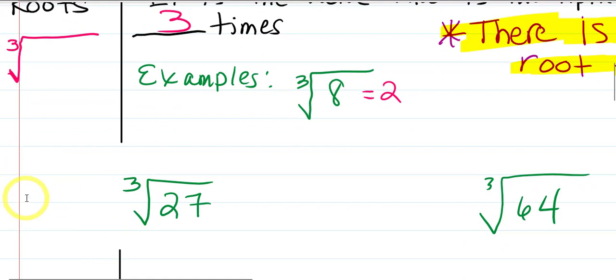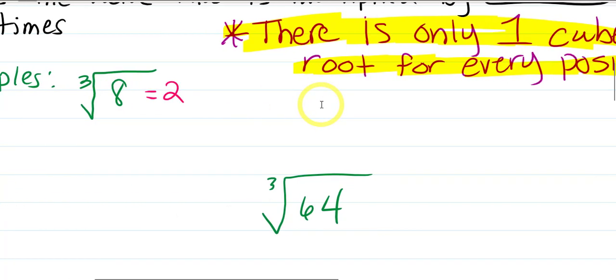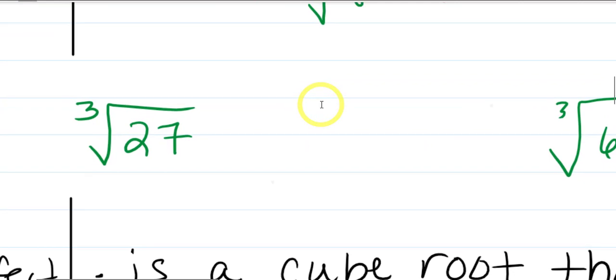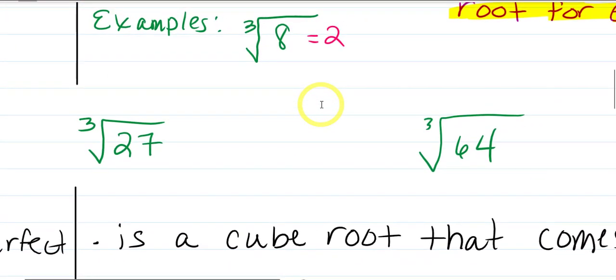Okay? In the square roots, when we use the exponent of 2, we will have two answers, a positive and a negative. In the cubed root, you're only going to have one answer, the positive. All right, so why don't you pause it and see if this makes sense to you. You try it. Find the cubed root of 27 and the cubed root of 64.